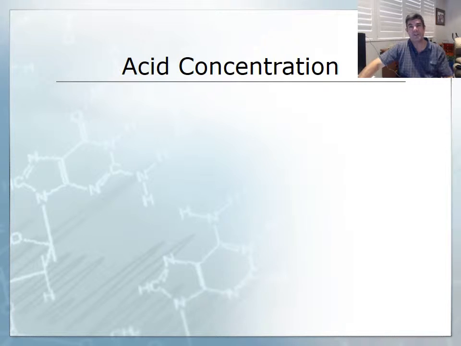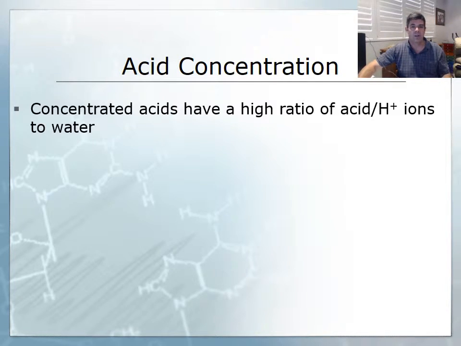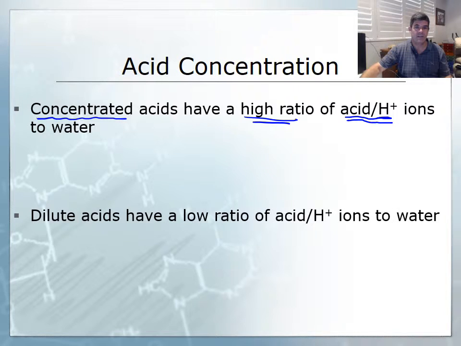The concentration is different. Concentration is not about the degree of ionization at all. Concentration is about the ratio of molecules or ions to water. So a concentrated solution, as we saw before, is one which has a high ratio of the acid or the H+ ions, if it fully ionizes, to water. Conversely, dilute acids have a low ratio of acid ions to water.